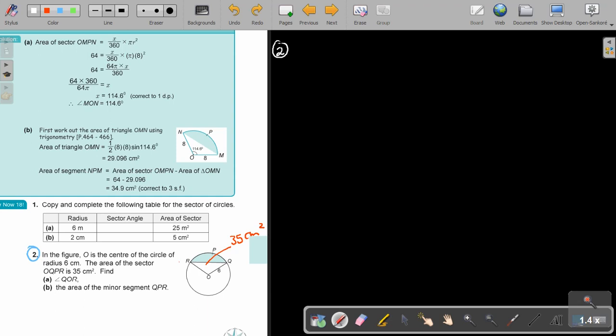And I'm going to say the area of OPR is equal to the angle, let's call it X, over 360, multiplied by the area of the circle.